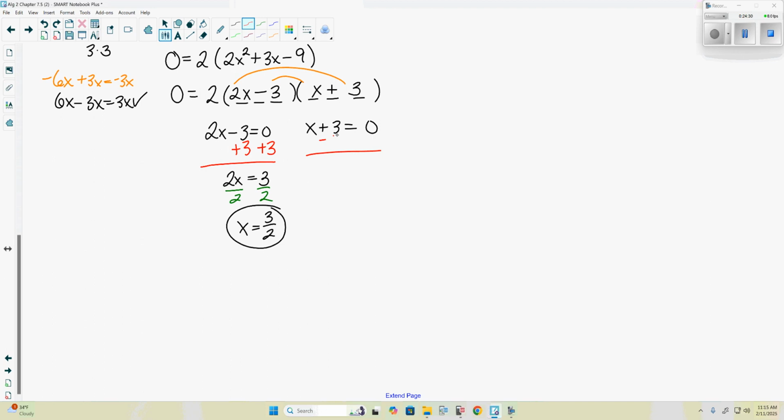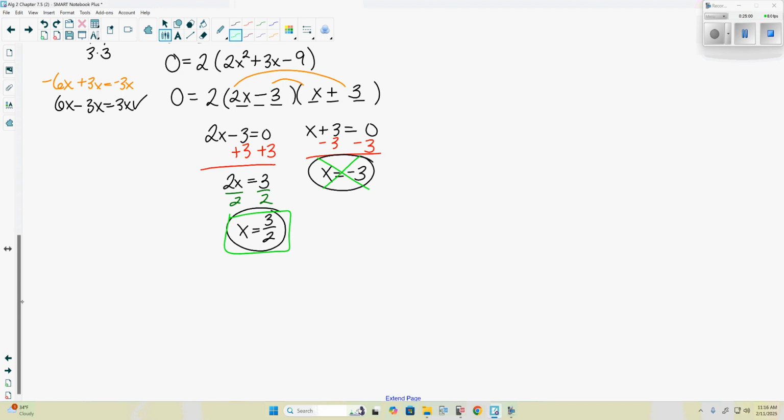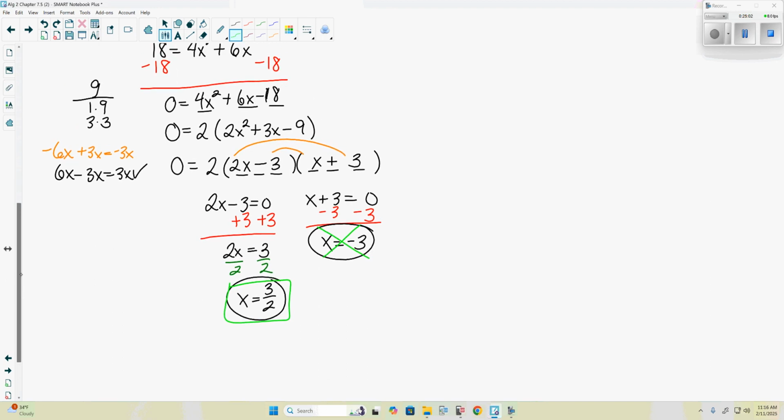Our x plus 3, the first thing we can do is subtract 3. Now this is the first time we've had one of the restrictions come up, but since negative 3 is a restriction, we have to remove it from one of the solutions, because x cannot be 3 or negative 3. So in this case, the only solution that we actually have is positive 3 halves. Questions on this here?